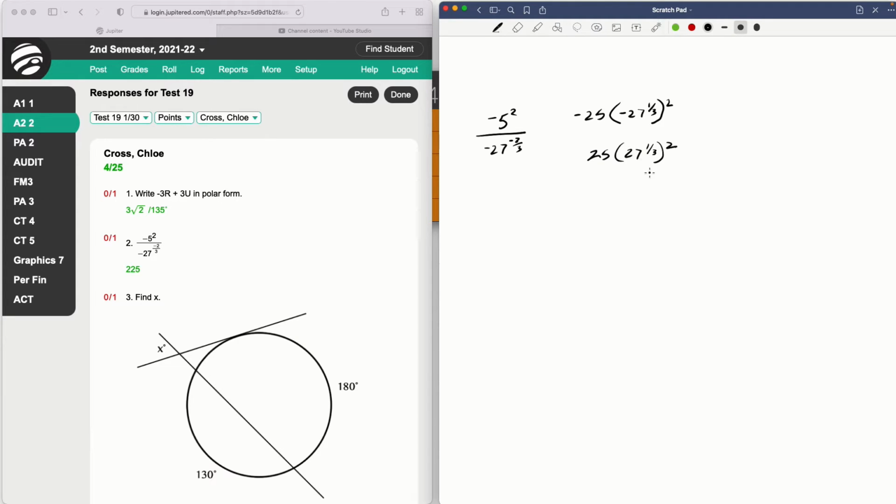So now this is actually this, right? That's exactly what that is. We know that that's going to equal 3, because 3 times 3 times 3 is 27. So now we have 25 times 3 squared. 3 squared is 9. 25 times 9 is equal to 225. Okay? That's the answer there. Got me? All right, moving on.